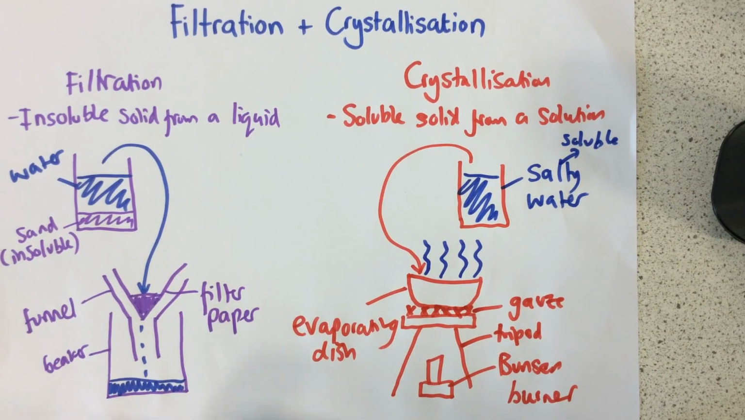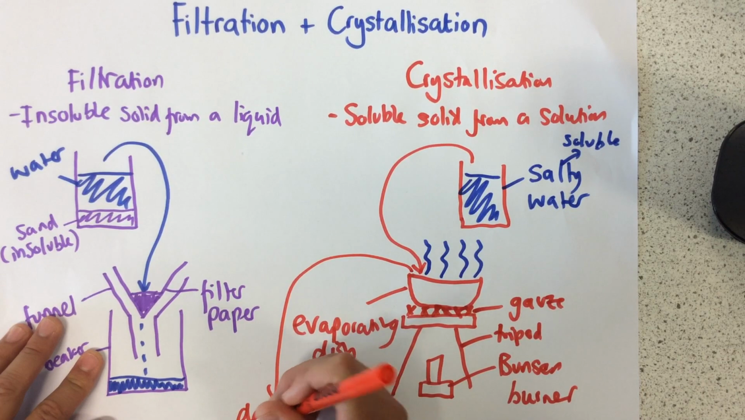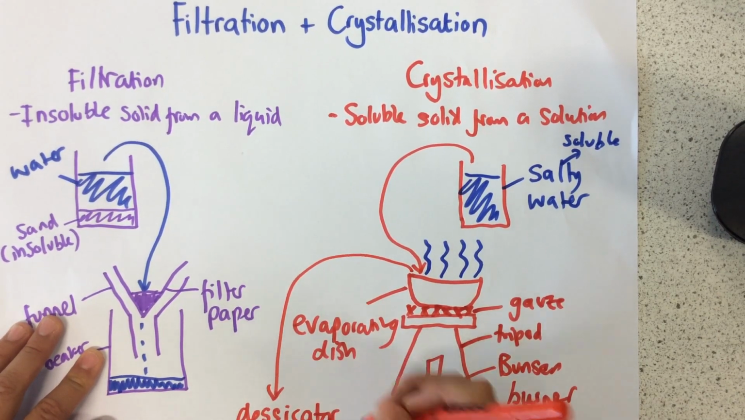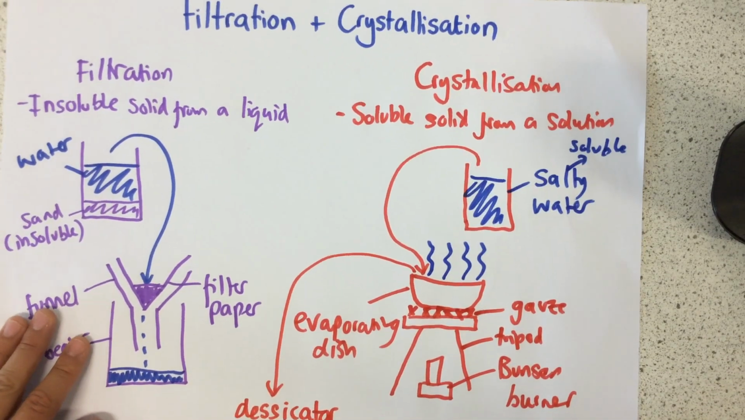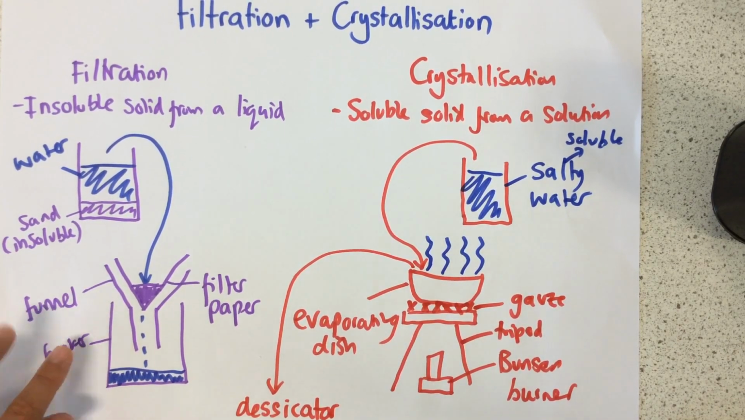So finally, once we've done that, if you want to dry it even further, you could use a bit of equipment called a desiccator, which is specially designed to remove even more of the water to leave us our nice crystals of salt. Now we've separated it.